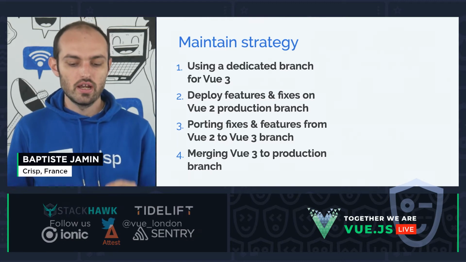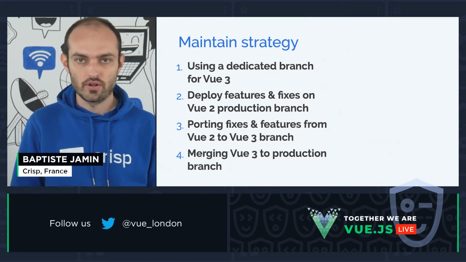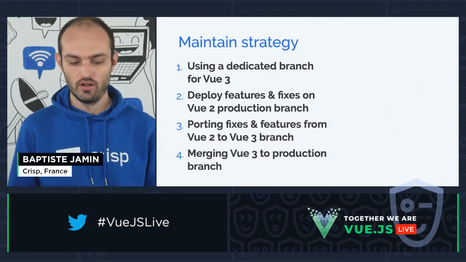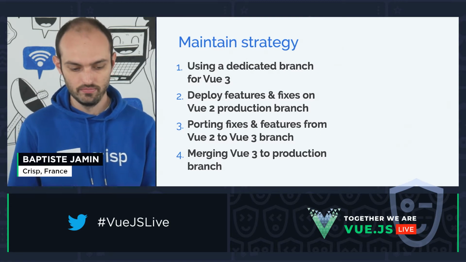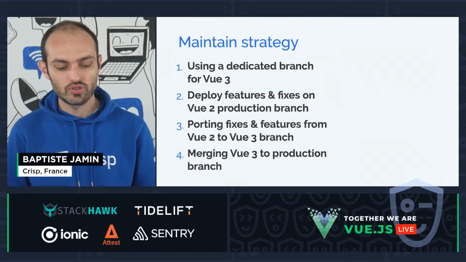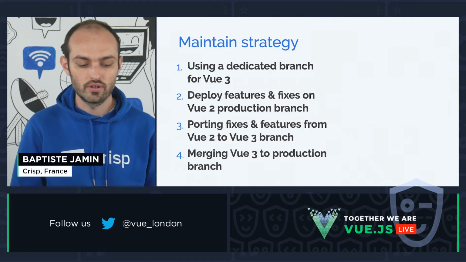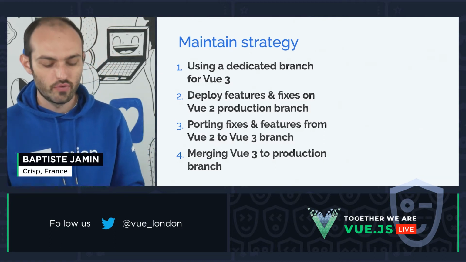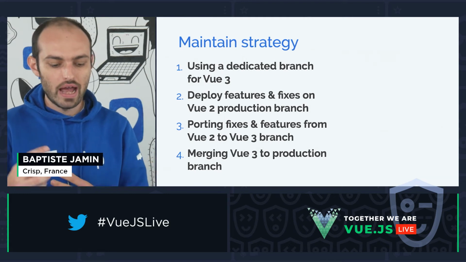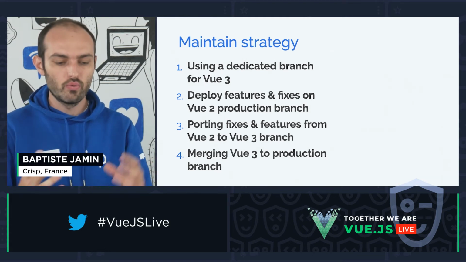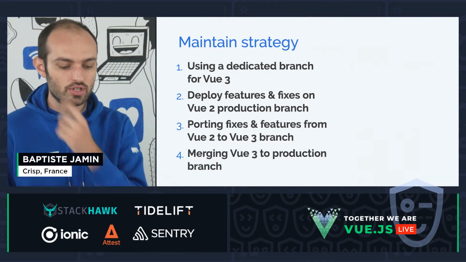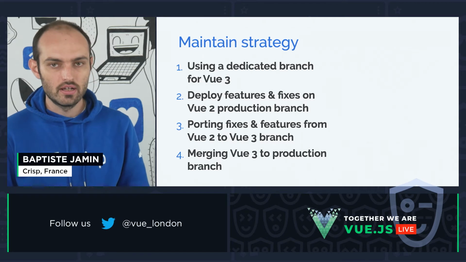What we did is we used our existing master branch to deploy features and fixes on the existing production app. And in the end, we've been able to port all the fixes from the master, so on the Vue 2 version, to the Vue 3 version, because Vue 2 and Vue 3 are really similar. So we've been able to merge the 2 projects without any conflict.